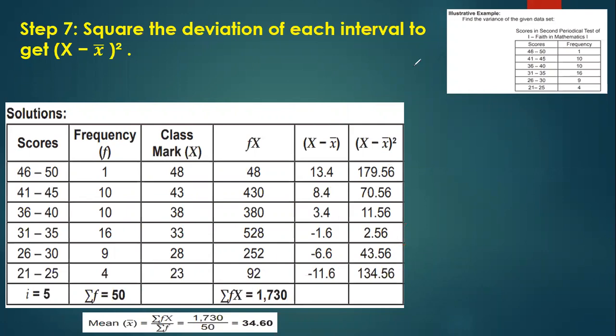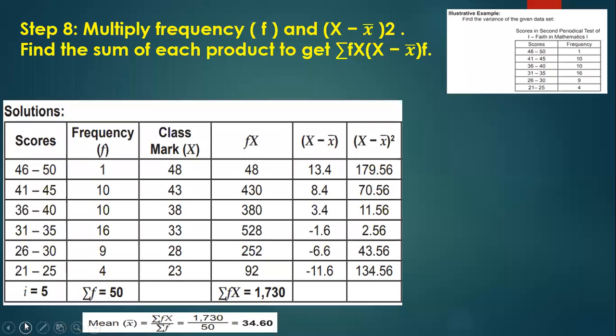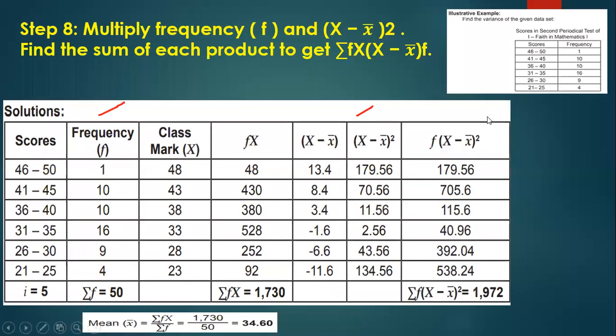Okay, step number 8. You need to multiply your frequency and your x minus x bar squared. So you need to multiply it. So you need to add another column.